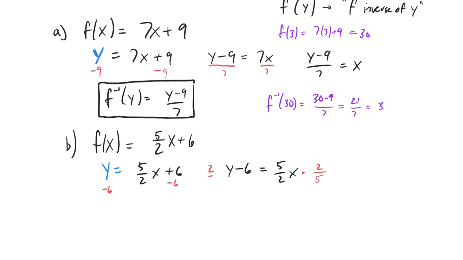Both sides. As I multiply the left side by 2/5, I do need to make sure I'm multiplying that whole side. When I do that, I'm going to get 2/5 times y minus 6 equals x. I could leave it like that, or I could distribute the 2/5, but 2/5 times 6 isn't going to come out very pretty. So I'm just going to leave it the way it is. So f inverse of y equals 2/5 times y minus 6.